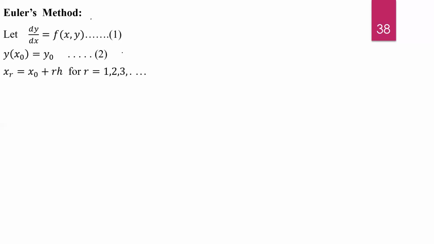Patil. In this video lecture, we will discuss numerical solution of first order ordinary differential equation by Euler's method. Let dy by dx is equal to a function of x and y with an initial condition. It is also called an initial value problem. And x of r is equal to x naught plus rh for r is equal to 1, 2, 3 and so on.